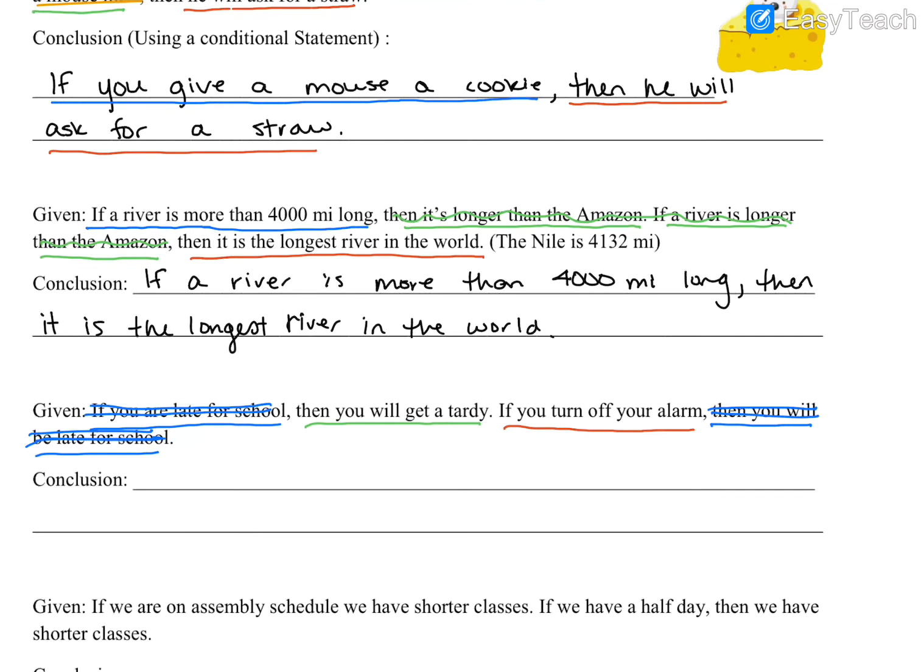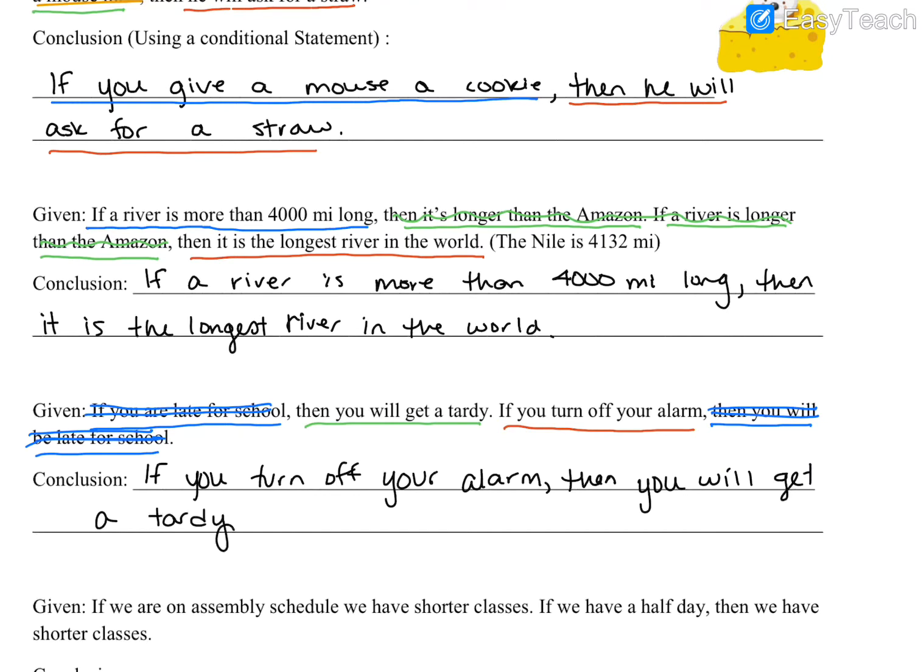Now, I'm not going to write my conditional as, then you will get a tardy if you turn off your alarm. Instead, you always start with the if part. So you do have to write these ones in reverse, but if you turn off your alarm, then you will get a tardy. So you can still come up with this, even though it was a little bit backwards, but that's okay.